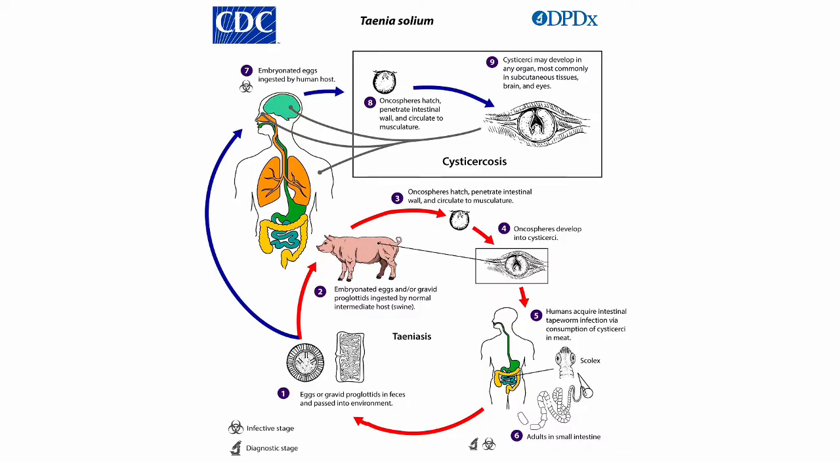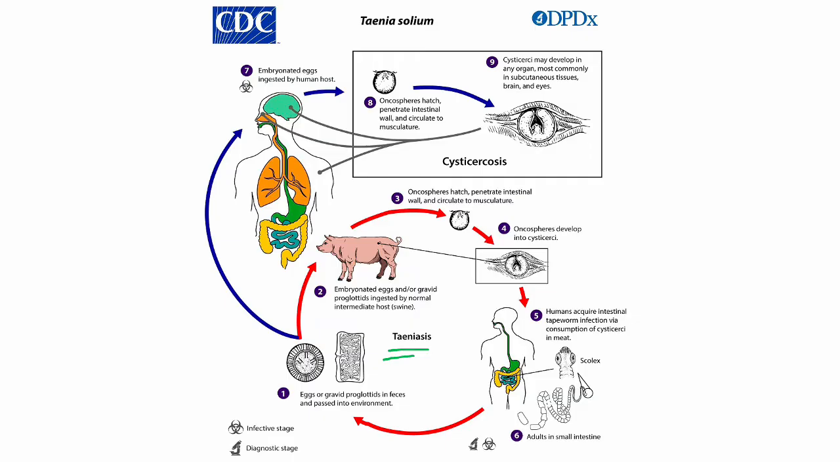So here is the life cycle of Taenia solium. Again, Taenia solium is acquired in two ways. The first one is through the ingestion of contaminated raw or undercooked pork meat. This is also known as taeniasis. This is an intestinal infection where adults are seen in the small intestine of humans.